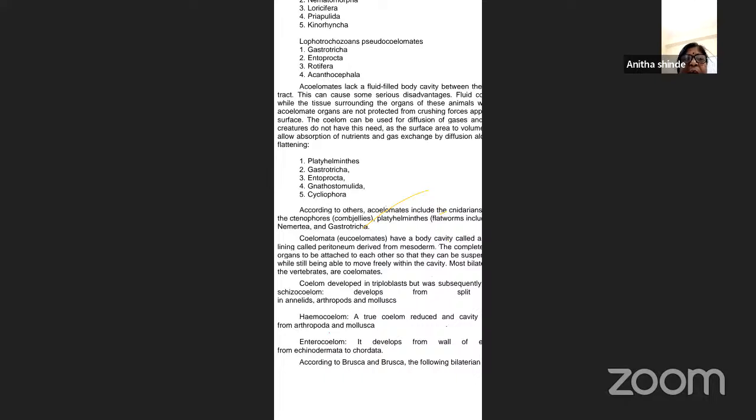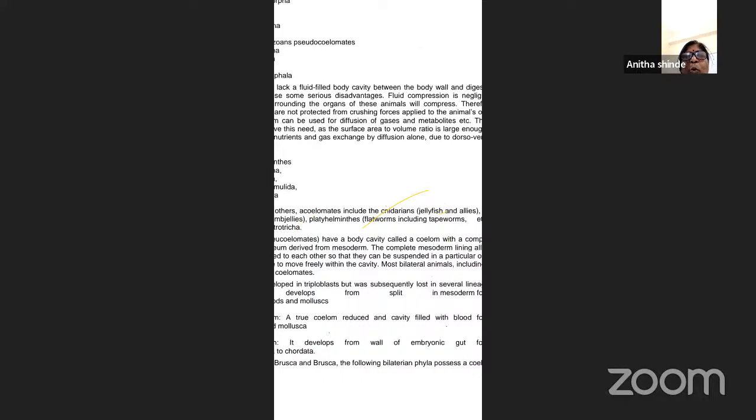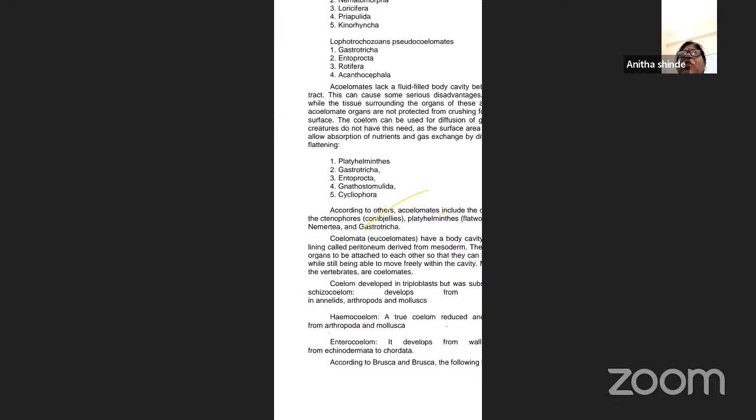So what they are saying is, in the case of the coelomate animals, you have a peritoneum layer or peritoneum lining, which is formed by the mesoderm, and the organs in turn get attached to the peritoneum. And this peritoneum will hold all the internal organs very tightly, and also allow them to move freely within the cavity. So this is about the coelomate animals.